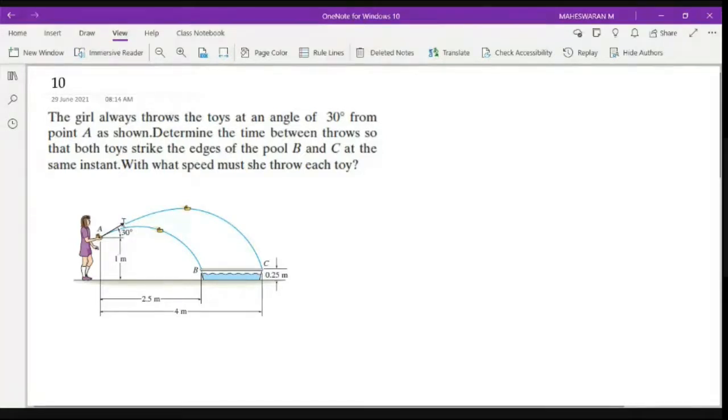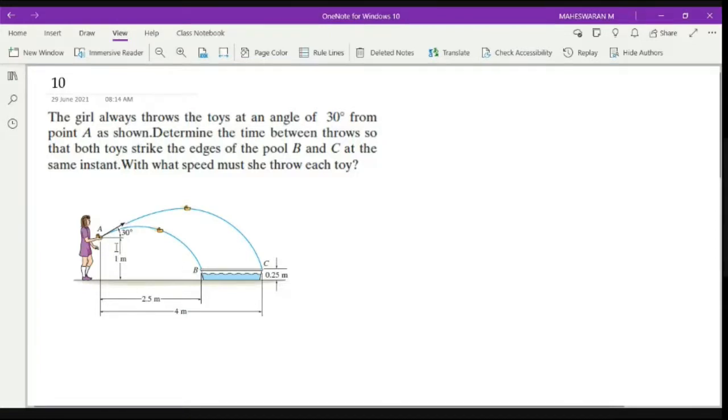What you have to do is identify the time of flight for this location B and the time of flight for location C. I also have to identify the range and the velocity so that it will fall inside the pool, from B to C. So these are the things you are going to identify. It looks simple.